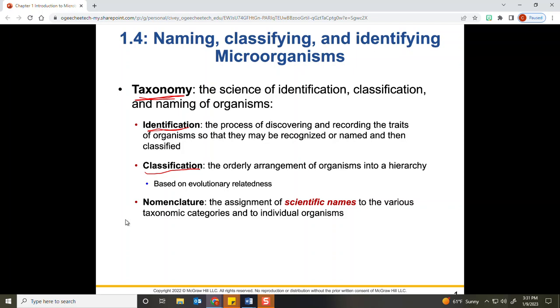But the last job of a taxonomist is nomenclature. Nomen, that root word there, the Latin translation is name. It's name in Latin. Nomen, name. So it's to give organisms names. It's the assignment of a scientific name to various taxonomic categories and to individual organisms.